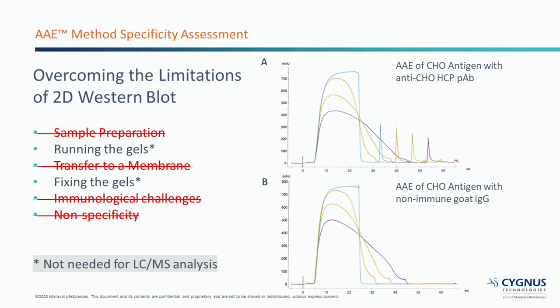So AAE was developed in response to the limitations of the 2D Western blot. 2D Western blot significantly underestimates the true reactivity of the ELISA antibodies, because 2D PAGE is run under reducing and alkylating conditions. This denaturing sample preparation destroys the native epitopes that the ELISA antibodies use to bind to the HCPs.